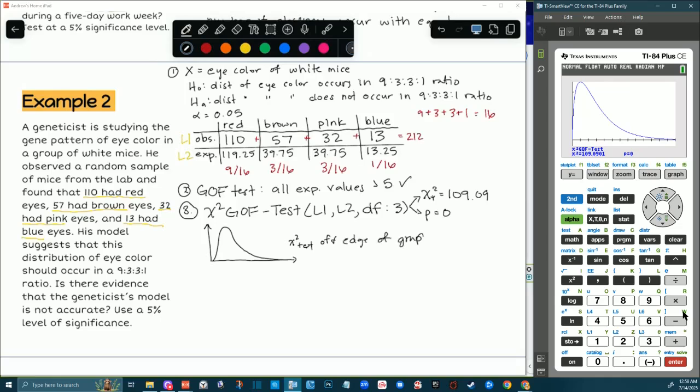And I'm making a note here in this case that my chi-squared test statistic was so big that it's off the edge of the graph. For conclude, we have our 2 sentences. So because p equals 0 is less than our level of significance of 0.05, and when p-value is low, we reject H0.